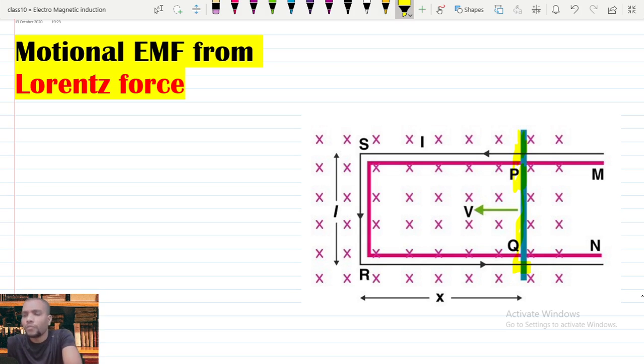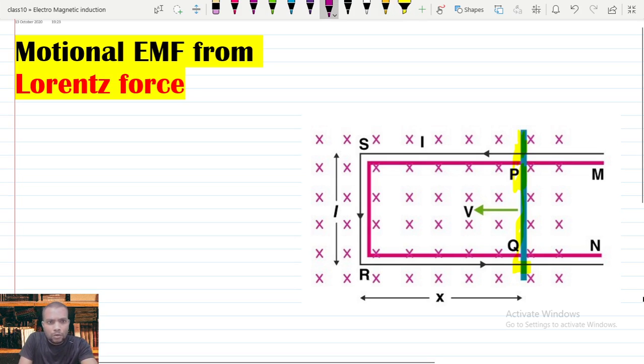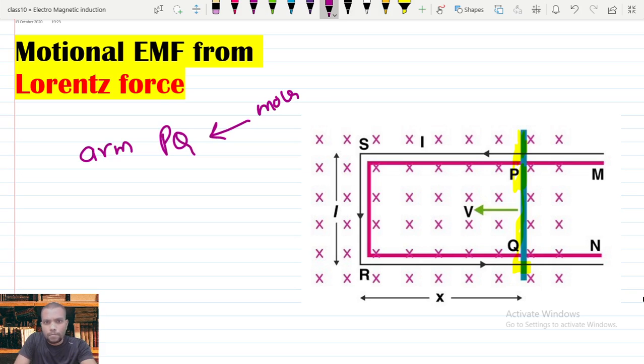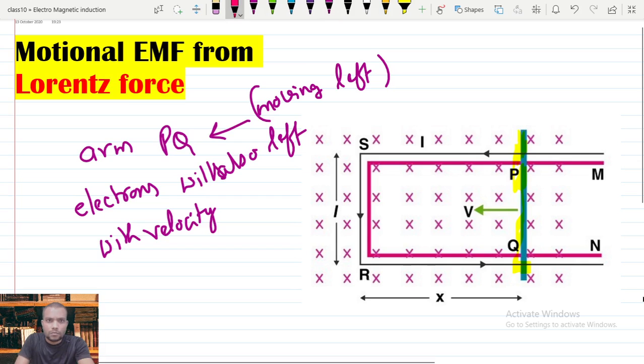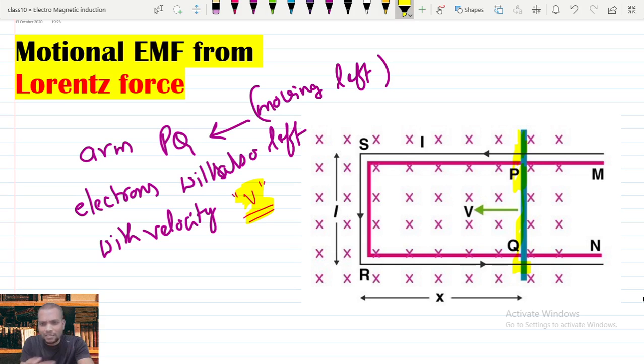Now, there you need to make a very important observation. If arm PQ is moving left, it's a conductor, so the electrons present in the conductor PQ will also move left with the same velocity V. This is a very observable point, it's common sense: if a conductor PQ is moving in one direction, the electrons in it also move with the same velocity.